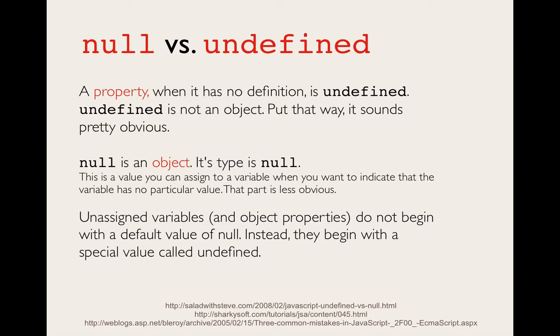Unassigned variables and object properties do not begin with a default value of null. Instead, they begin with a special value called undefined. You may want to think about this and read up about it. There are 3 pretty good URLs down at the bottom of the slide that explain this. But just remember, undefined is associated with a property. Null is an object.